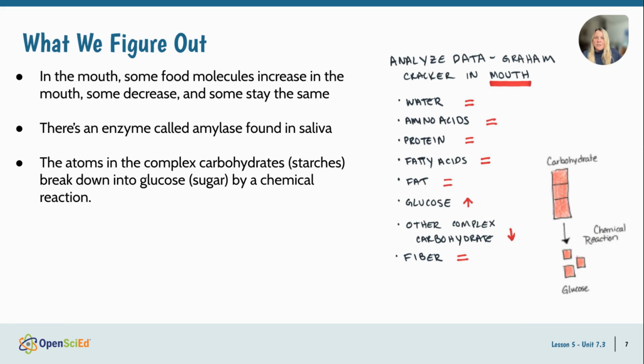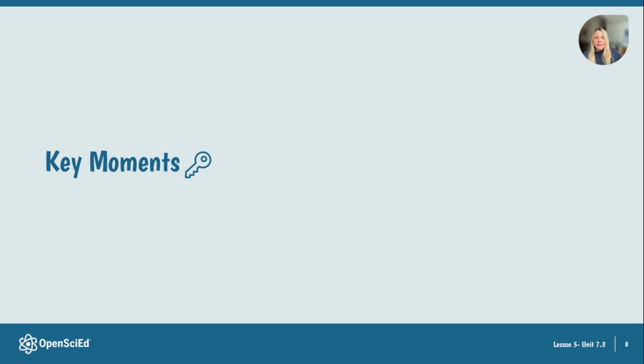So over the course of these 2 days, your students have now figured out that while complex carbohydrates decrease in the mouth, the number of glucose molecules are increasing. This is because of a chemical reaction between the starch and amylase, making the large starch molecules break down into glucose. Let's dig in a little bit more on these key moments.